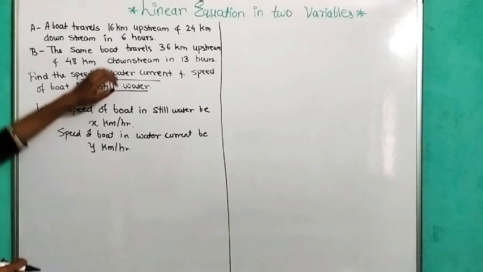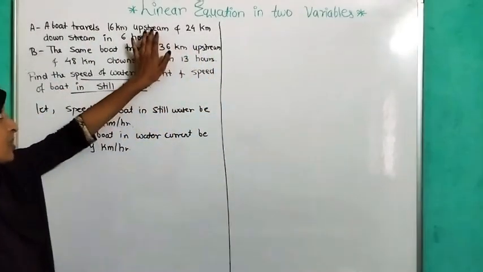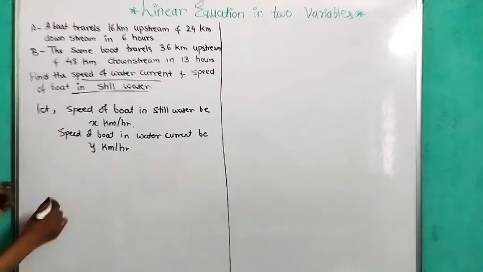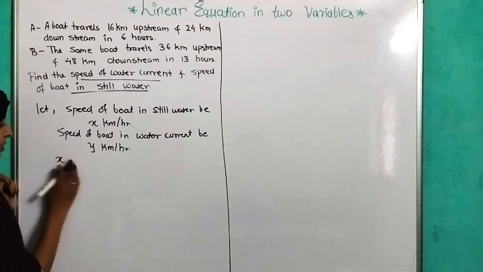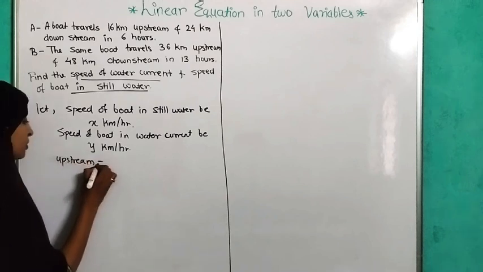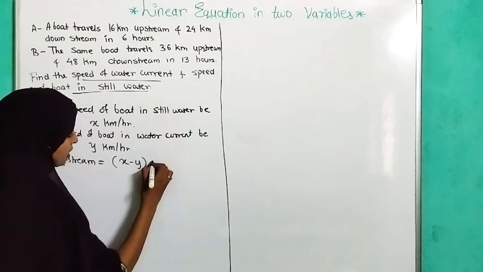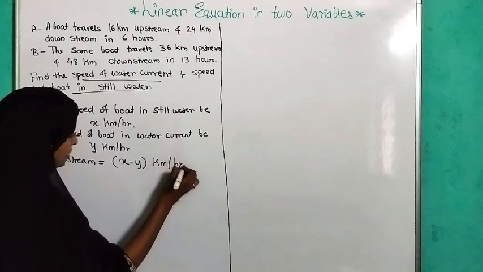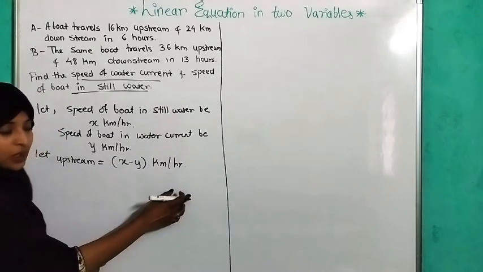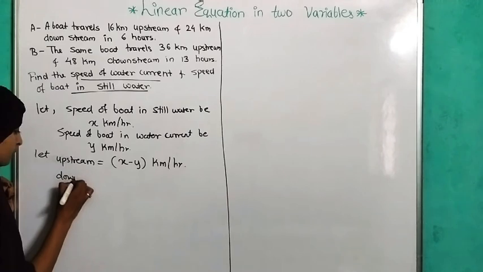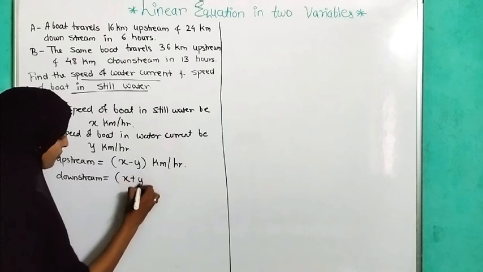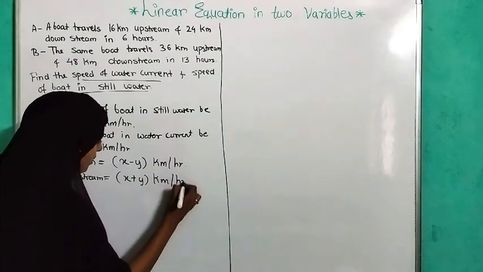Now they have given us two different conditions, that is upstream and downstream. So according to upstream, let upstream be x minus y kilometer per hour and downstream be x plus y kilometer per hour.